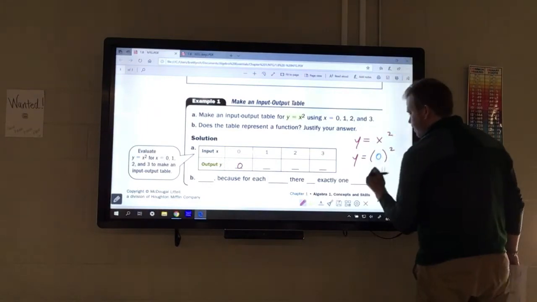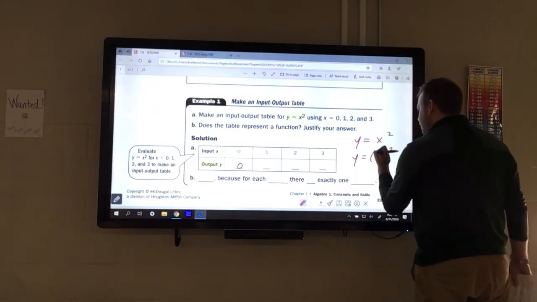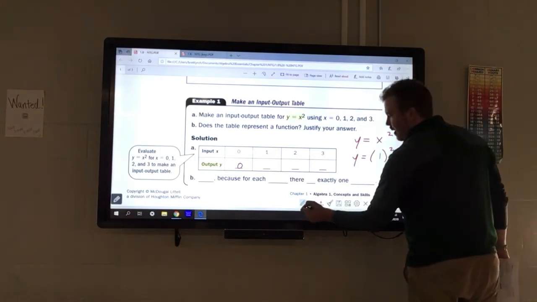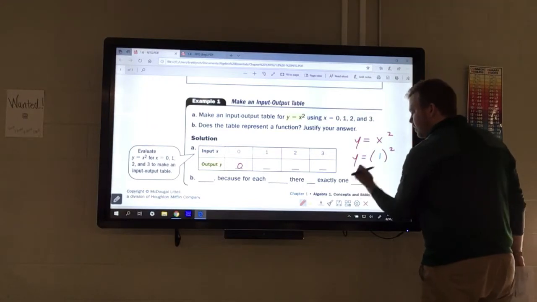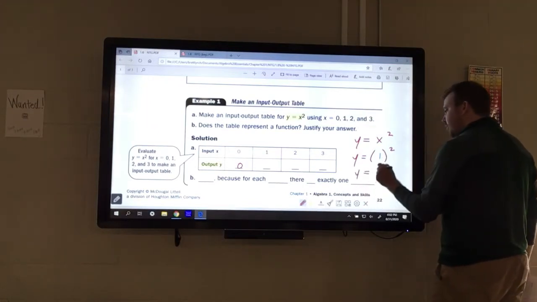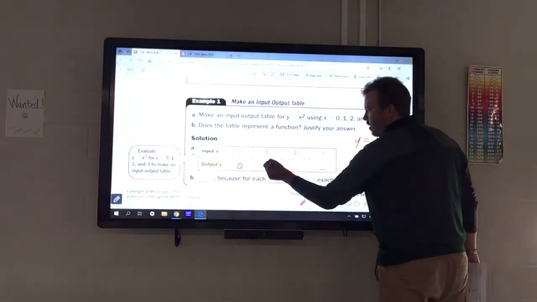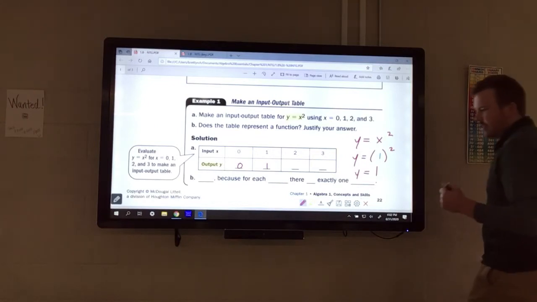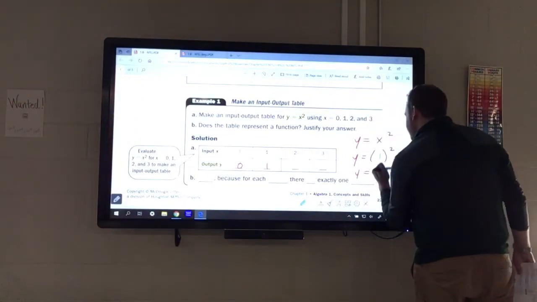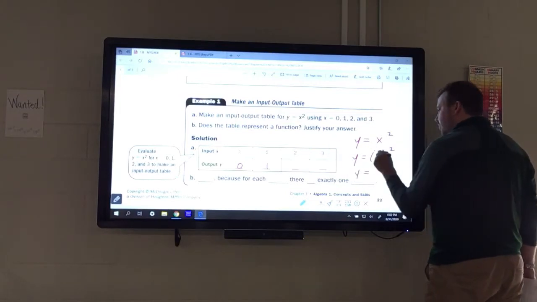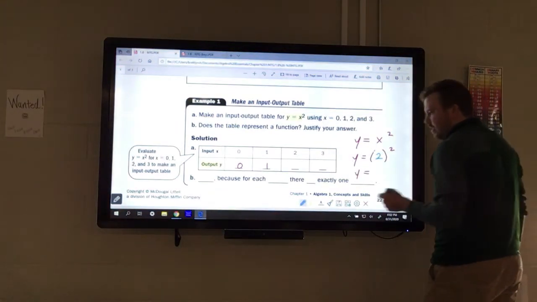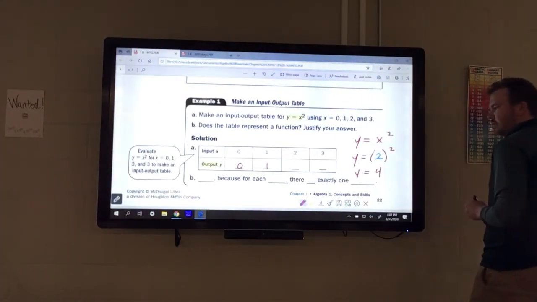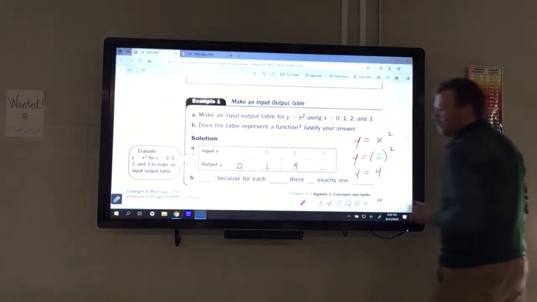Next, let's plug in our next input value they want us to use, 1. So when x is 1, we get y is equal to 1 squared, which is just 1. So when x is 1, y is 1. Next, let's use our next input value. This time they want us to use x equals 2. So we plug that into our function. So when x is equal to 2, y is equal to 2 squared, which is 4. So when x is 2, y is 4.